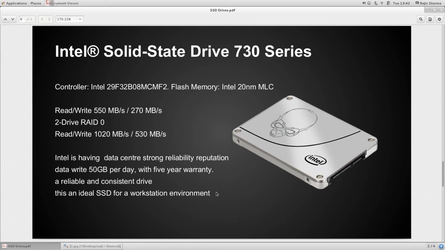I would recommend that because I'm using this drive in my system and I'm not facing any issue with it. But you can definitely try and search, read on the internet and find out the best drive for you, and it's up to you. It's one of the most expensive drives also, compared to all other drives. The Intel 730 series is the most expensive drive, so make sure it fits your budget also.